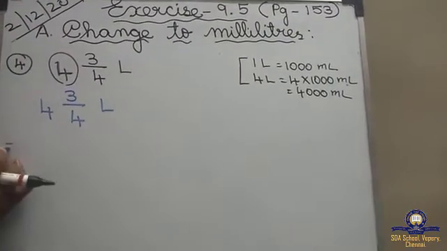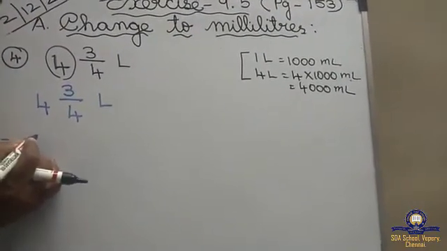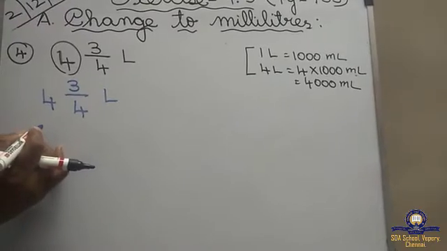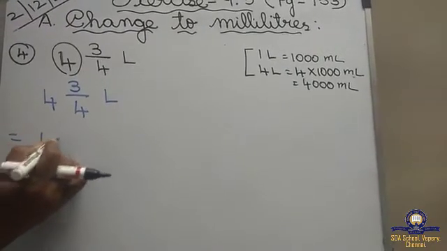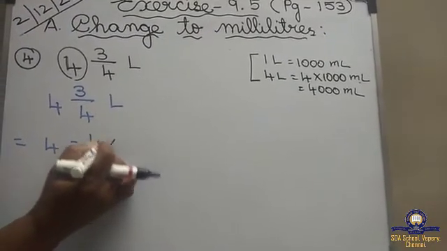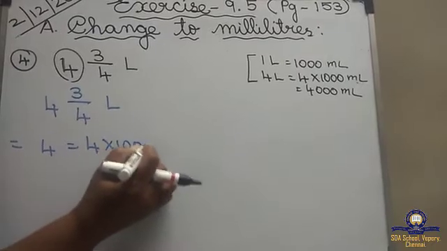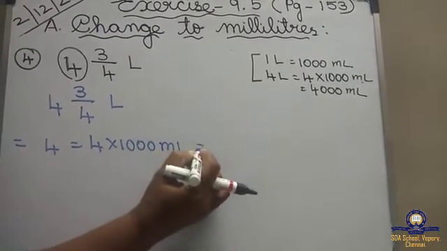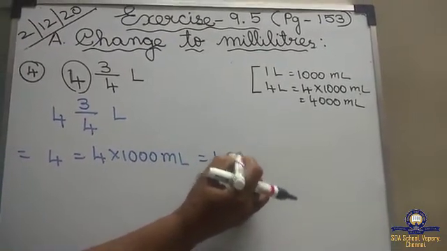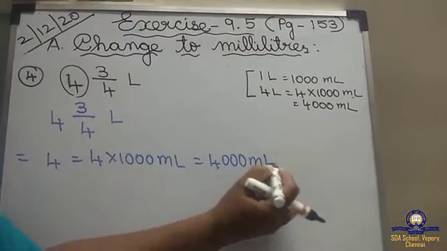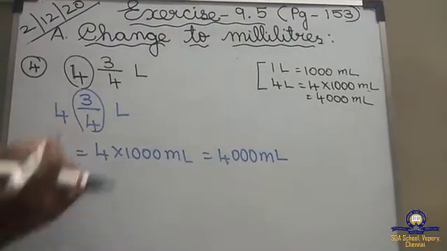Understood, children? So 4 3 by 4 liter. First we are going to see about 4. So what will come, children? 4 liter is equal to 4 into 1000 ml, which is equal to 4000 ml. And then we are going to see this 3 by 4.